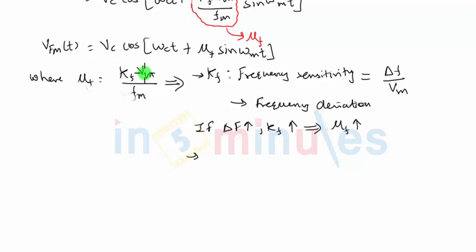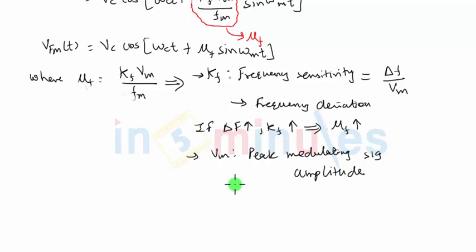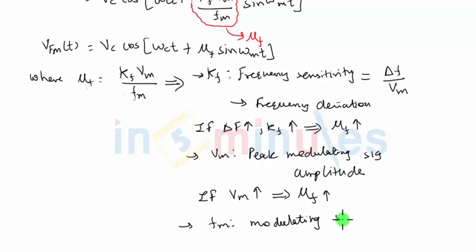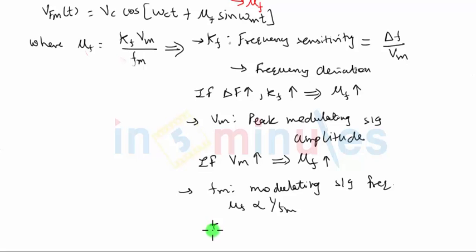The second factor on which mu f depends is Vm. Vm is nothing but the peak modulating signal amplitude. As we can see, mu f is directly proportional to Vm. So if the modulating signal amplitude increases, then the modulation index will also increase. The third factor on which mu f depends is fm. Fm is nothing but the modulating signal frequency. You can see that mu f is inversely proportional to the modulating signal frequency, and hence if the modulating signal frequency increases, then mu f will decrease.